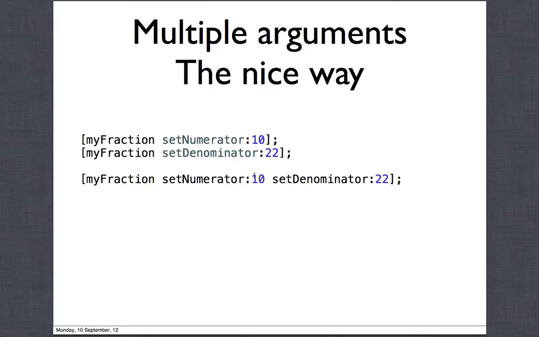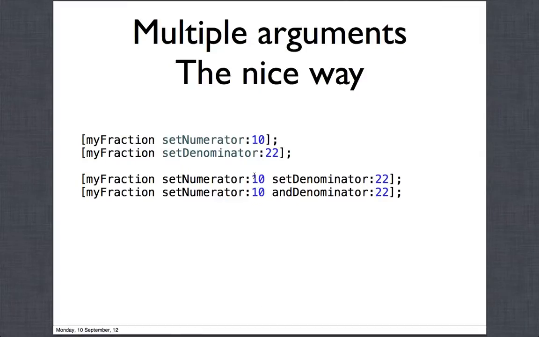But this is still not Objective-C. I mean, this is Objective-C, this is the language, but this is not the style I'm trying to get all of us used to. All you're saying here is set numerator to something and set denominator to something, and this is okay. The key idea is you want to read this as English: set numerator to 10 and denominator to 22.